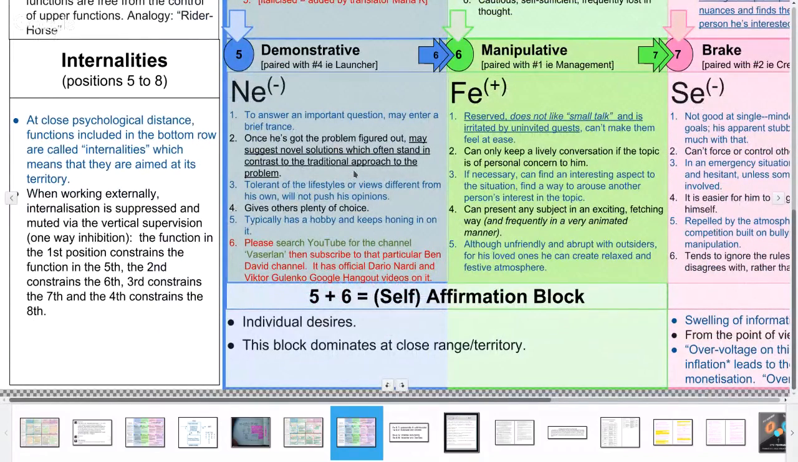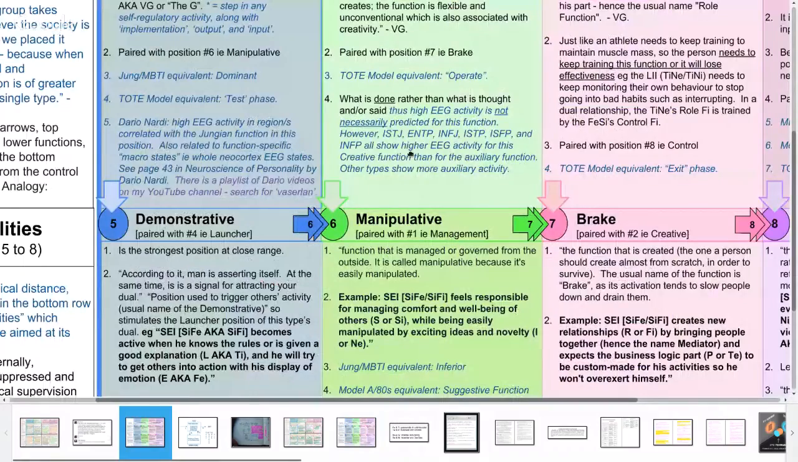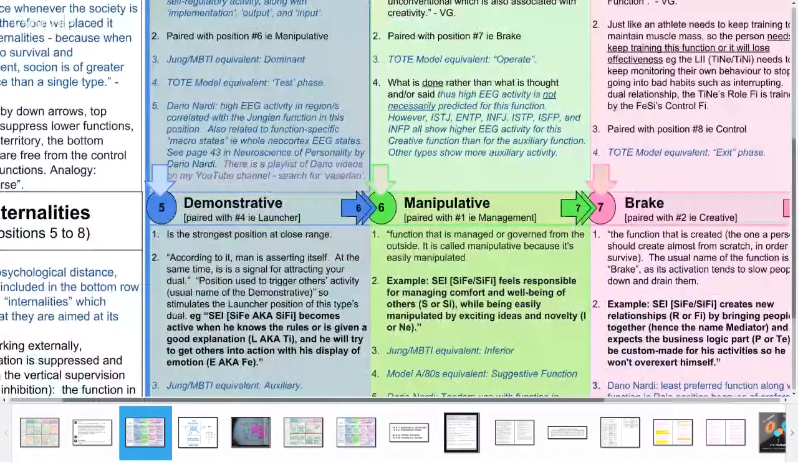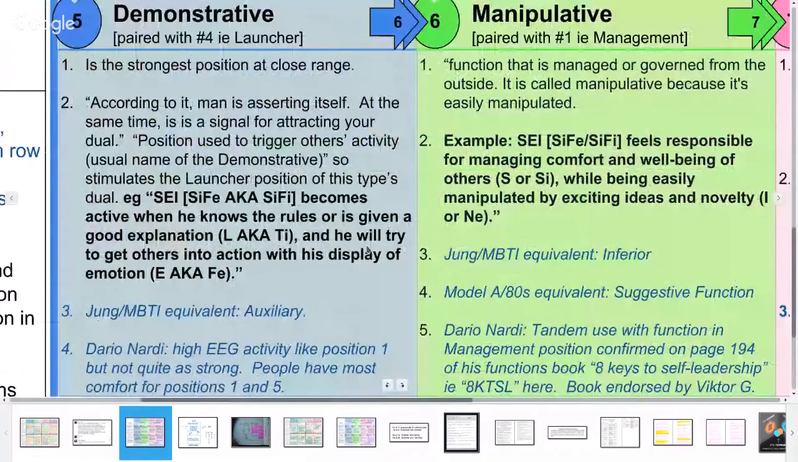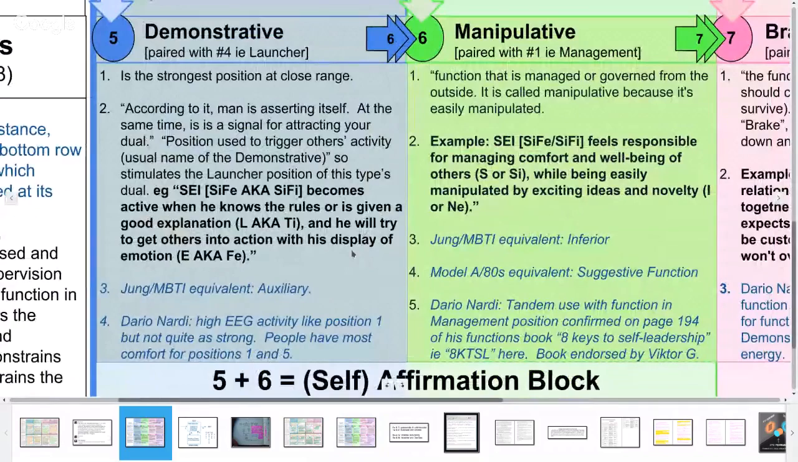So, here we go. Okay, let's see if there's anything in the theory slide for these two functions. Oh, right, yes, it has the example of SEI. That is SIFX. That is the logistical accommodator in Keirsey. Strongest position at close range, which is when they're in their wheelhouse. So, for instance, David Keirsey Jr. described this as being flaky.